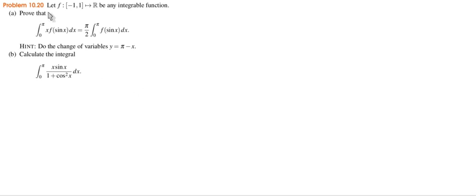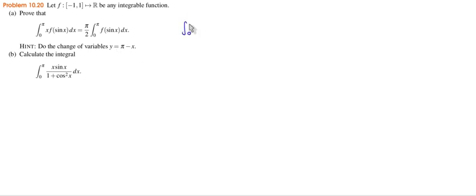Okay, problem 10.20. Let f be an integrable real function from the closed interval -1 to 1. Prove this equality: the integral between 0 to pi of x times f composed with the sine is equal to pi over 2 times the integral between 0 to pi of f of the sine. Okay, and the hint is to do the change of variable y equals pi minus x.